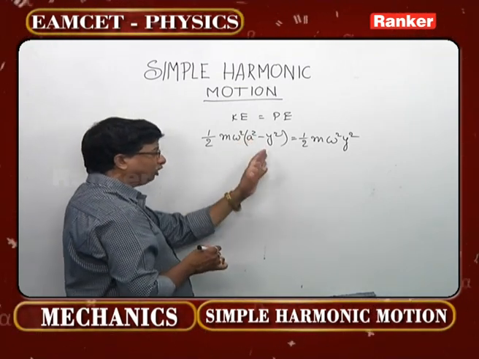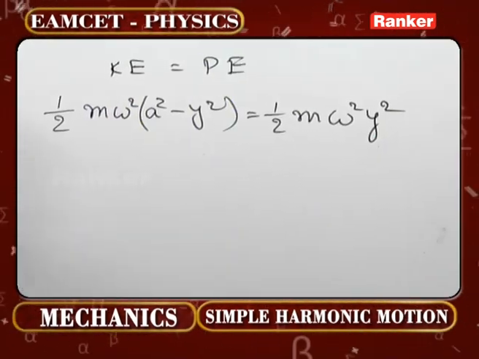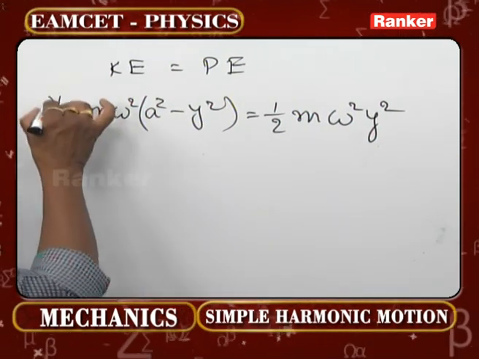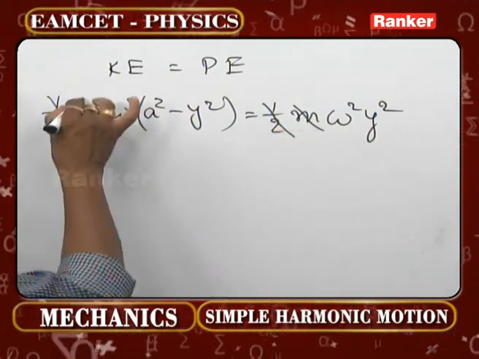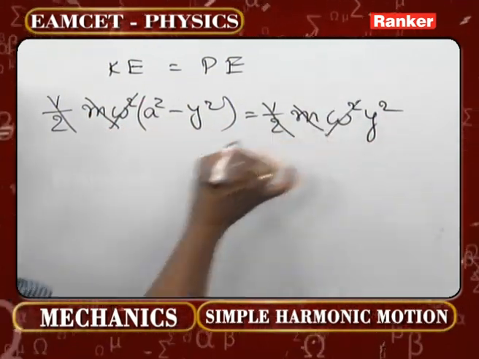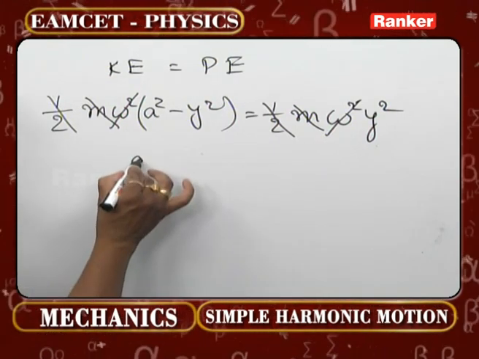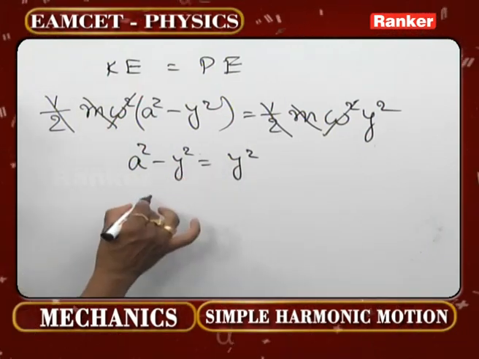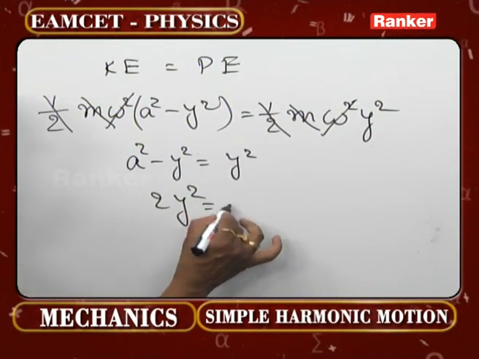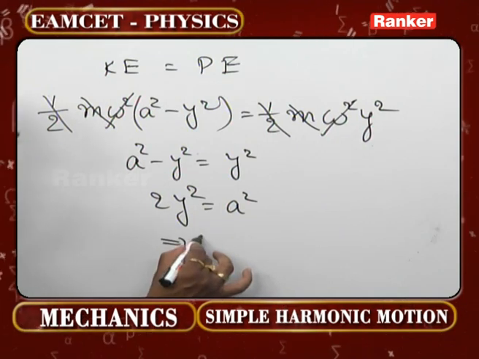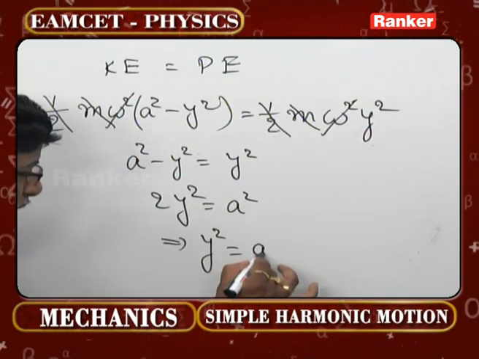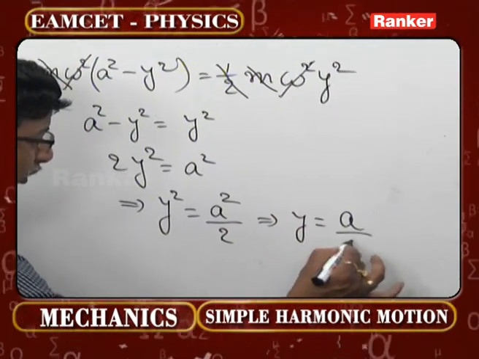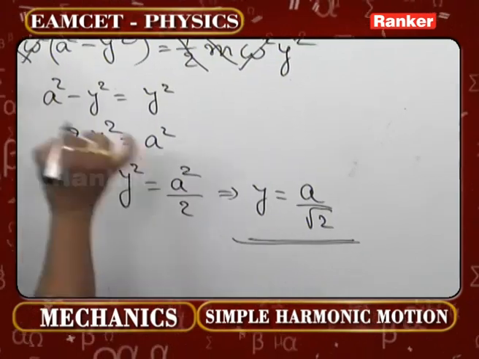At what displacement, in this particular case, are kinetic and potential energies equal? That is the question asked. Half of course gets cancelled, m gets cancelled, omega square gets cancelled. Come on, simplify the rest. A square minus y square is equal to y square. Take this y square that side. 2y square is equal to a square. In other words, y square is equal to a square by 2, and what we want is y, which now is going to be a by root 2 as such.